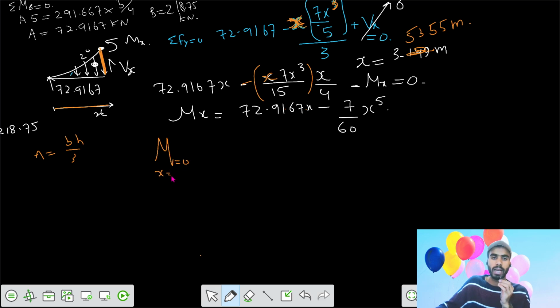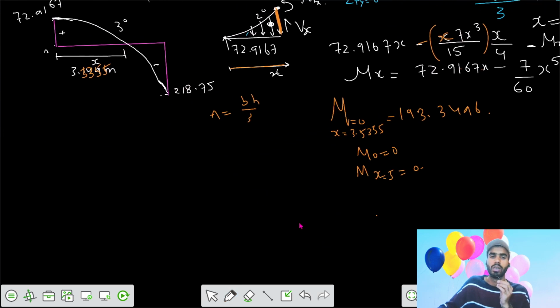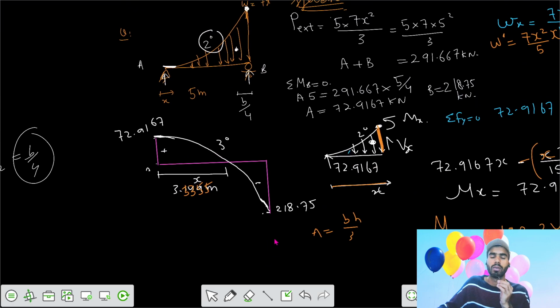That means the moment at x equals 3.5355. You substitute the value of x: 72.9167 into x minus 7 by 60 into x power 5, and you get 193.3496. If you want to check the moment at the end, at x equals 0, it is 0 because your support is there. And the moment at x equals 5 should also be 0, because your support is a hinge or roller support.